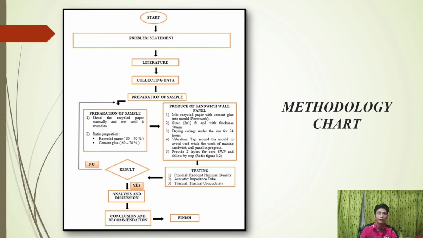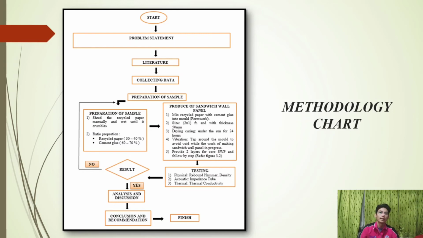After that, we go to the testing. The first testing is physical, which is rebound hammer and density. The second testing is acoustic, which is the impedance tube. And the third testing is thermal, which is thermal conductivity. After we finish the testing, we need to see whether the result is success or fail. If the result is fail, we are going to remake the sandwich wall panel.